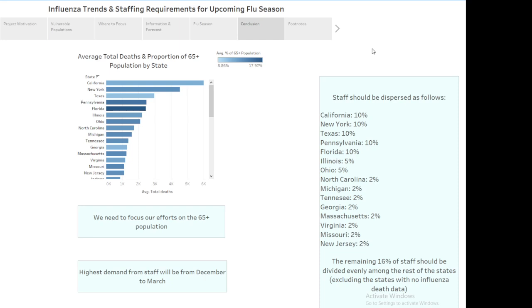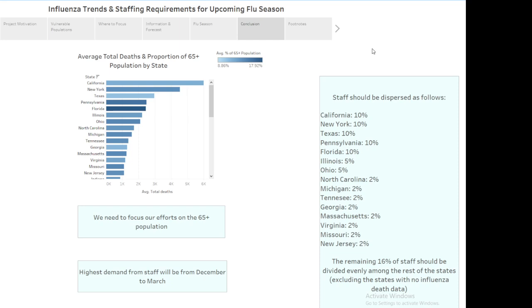This bar graph shows the states in order of the demand for additional staff needed from the Medical Staffing Agency based on average total deaths and the average percentage of the 65 plus population. To adequately provide additional staff across the nation from December to the end of March, staff should be dispersed as follows. California, New York, Texas, Pennsylvania, and Florida should each receive 10% of staff.